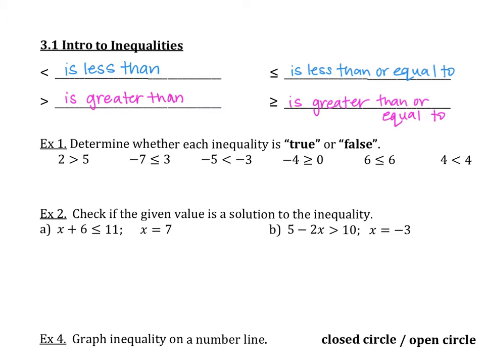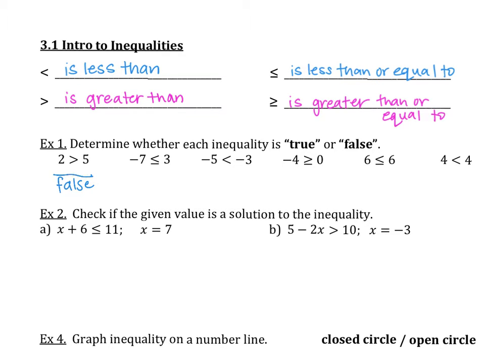Okay, so for example 1, we're just going to look at these inequalities and see whether they're true or false, considering what each of the symbols mean. So for this one, let's look at this symbol. This symbol means is greater than. So is 2 greater than 5? Is 2 higher on the number line than 5? Is 2 more than 5? That's false. 2 is not more than 5.